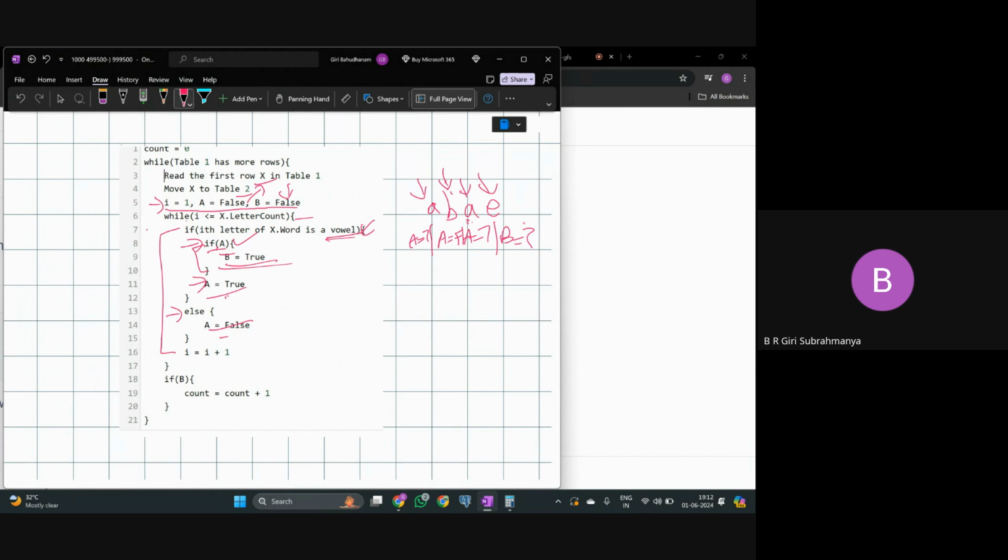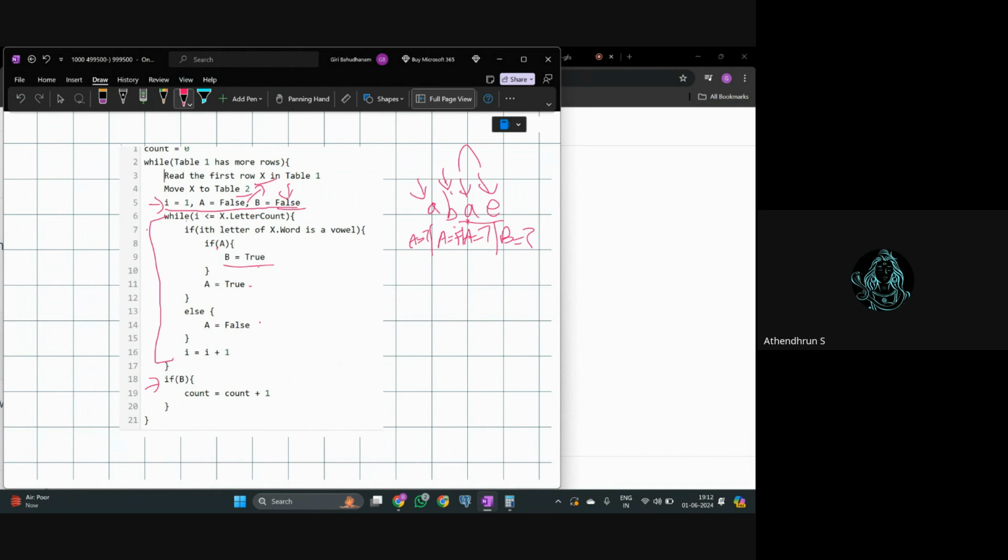Now, one thing to notice is that if B becomes true, then B will never become false again for the same word, right? For a given word, if B became true once, nowhere does B become false after that. Yes or no? So what does it mean if B is true here? There are at least two letters which are consecutive with each other and are also vowels, right?